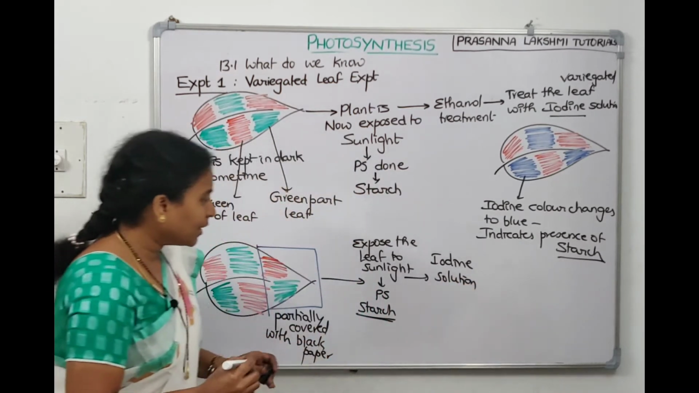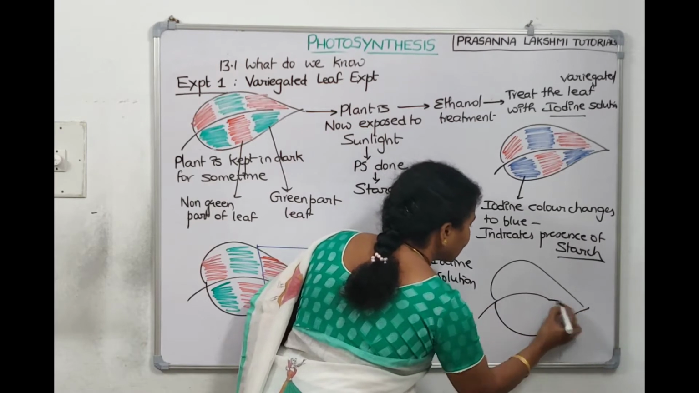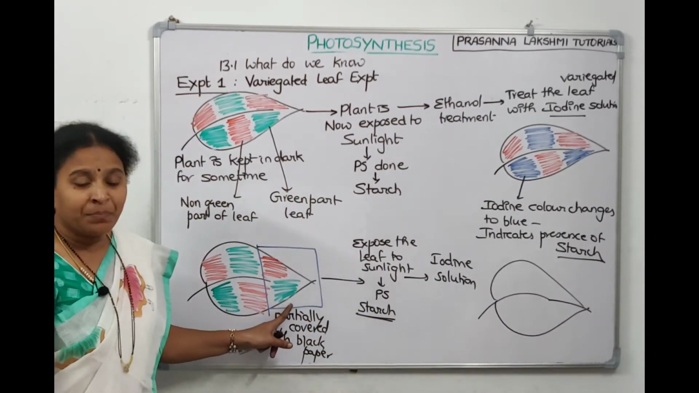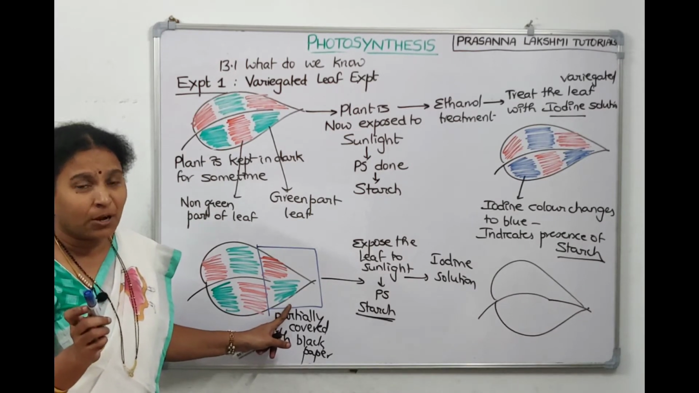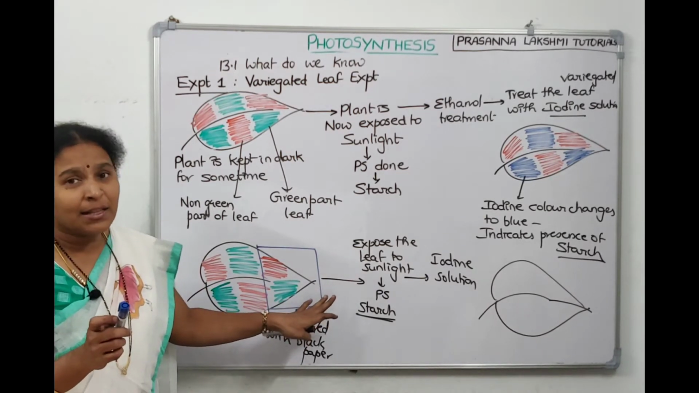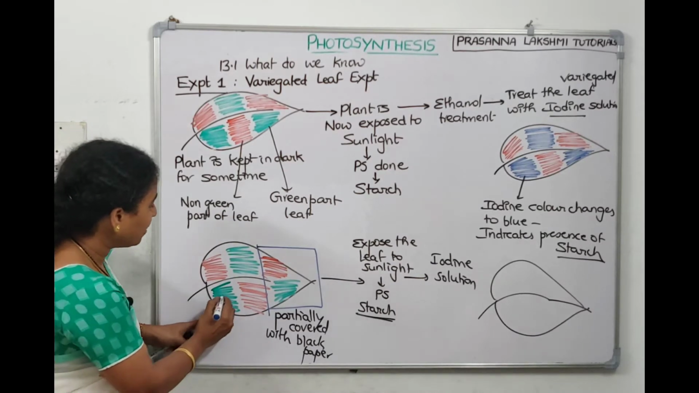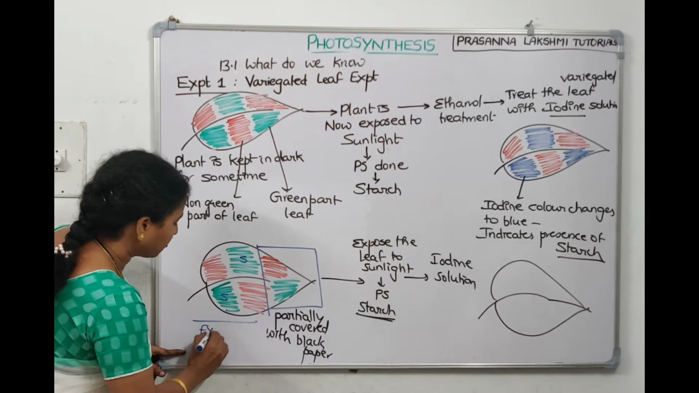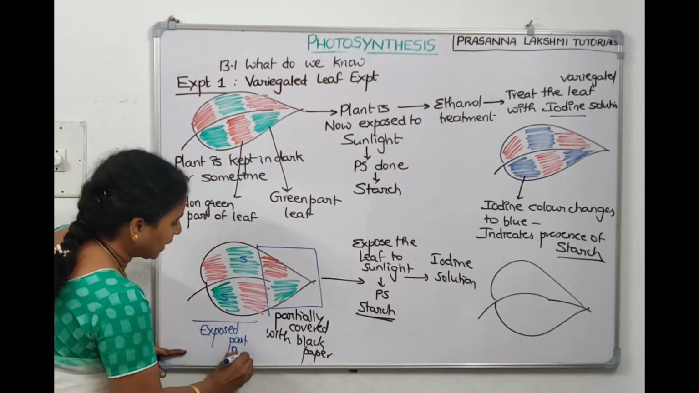This time when we have treated with iodine solution, what happens? Tell me. This time when we treat with iodine solution, this part is green, but still it cannot do photosynthesis because you covered it. It's not exposed to light. When light is not there, then photosynthesis cannot be done. So only this portion starch gets accumulated because this is the part exposed to sunlight.